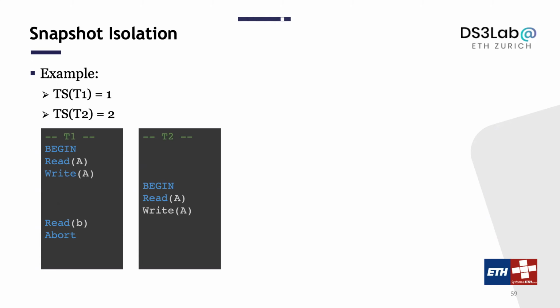In this case, you have T1 read and write A, you have T2 read and write A, and T1 reads B, and then T1 aborts. In this case, there's no cascading abort. Why? Because each transaction works on its own snapshot. When T1 aborts, I throw away the snapshot. It has nothing to do with T2. That's the beauty. So there's actually no cascading abort in the case of snapshot isolation.